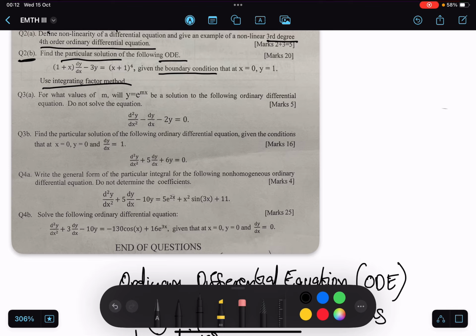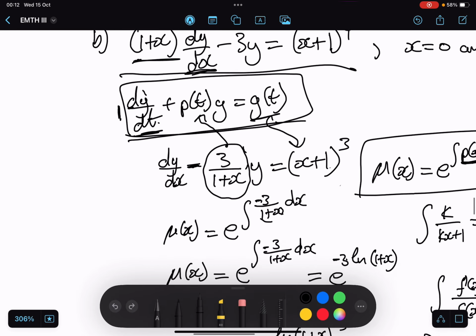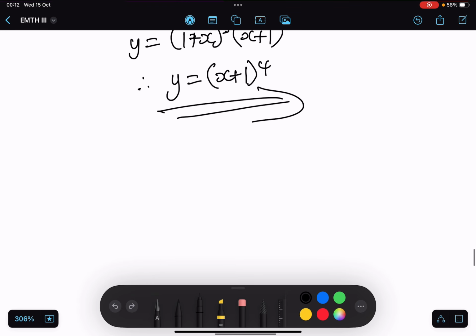With number 3, it says, for what values of m will this be a solution to the following ordinary differential equation? Do not solve this equation. That is very important. It's 5 marks. We are given this equation. So how do you go about this one? Question 3. We are looking at question 3.